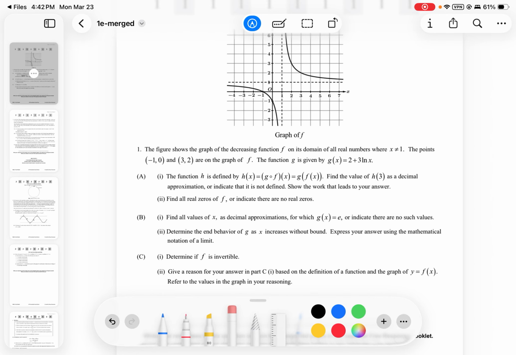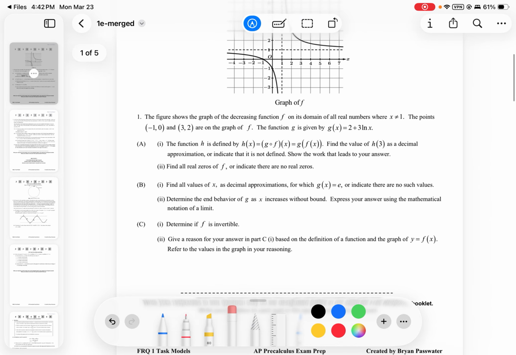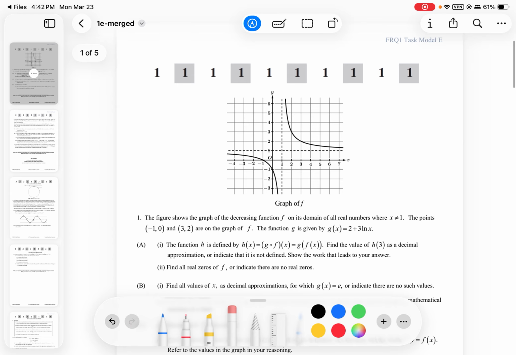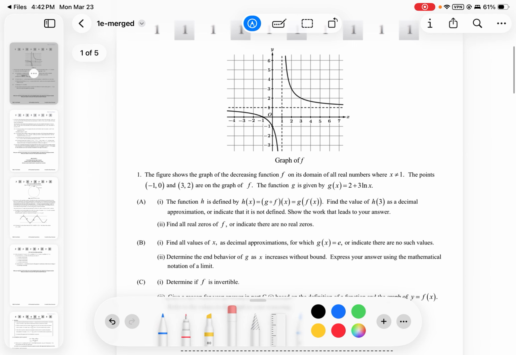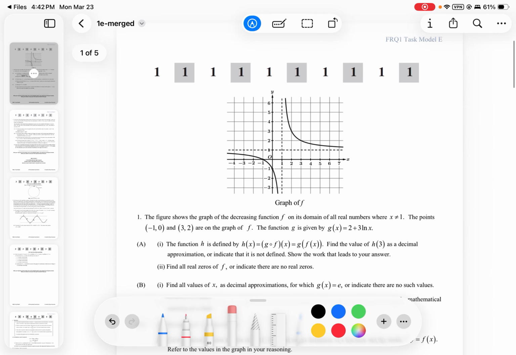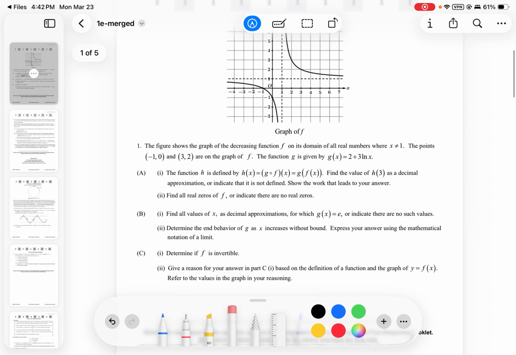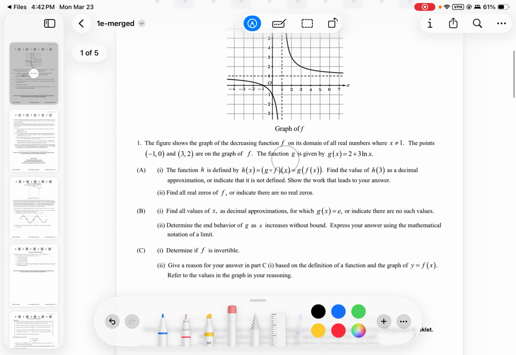All right, y'all, welcome to the video where I do the calculator active section of this FRQ review. Here we have an FRQ1. We've got a function F shown in the graph up here, and we've got another function G that we'll need to graph. This is very typical for FRQ1. And we have a function H defined as the G of the F of X. And we want to find the H of 3.